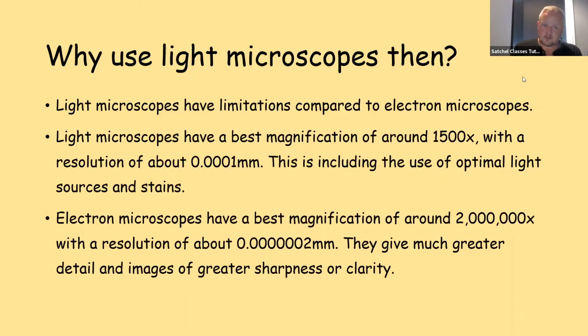Compare that to an electron microscope. They have a best magnification of around 2 million times, with a resolution of about 0.000002 millimetres. They give much greater detail and images of greater sharpness or clarity. Those are keywords to use when you're using them in the exam. Sharpness means the actual image is not blurry. You can see details with greater resolution. And clarity means the same thing, but the resolution's key as well.